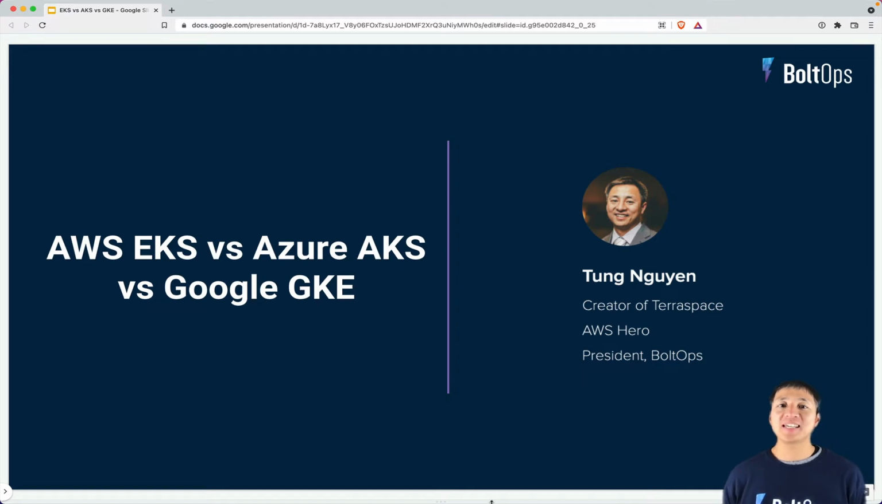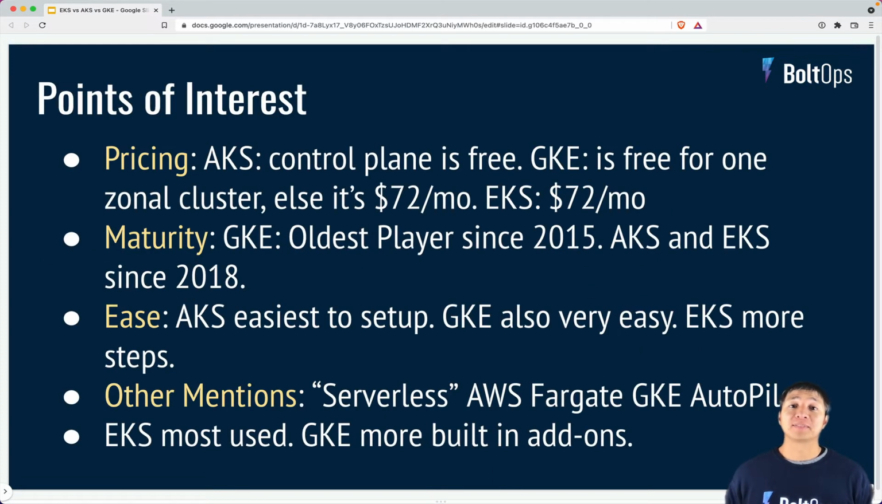Going to cover AWS EKS, Azure AKS, and Google GKE in this video. I've had a chance to play with these three Kubernetes offerings from these three cloud providers, and I'll give you some of my thoughts on this. For that, I put together a very long slide deck with exactly one slide. What we're going to do is cover some points of interest and summarize it. There are a lot of comparisons out there, and I think boiling it down is going to be helpful.